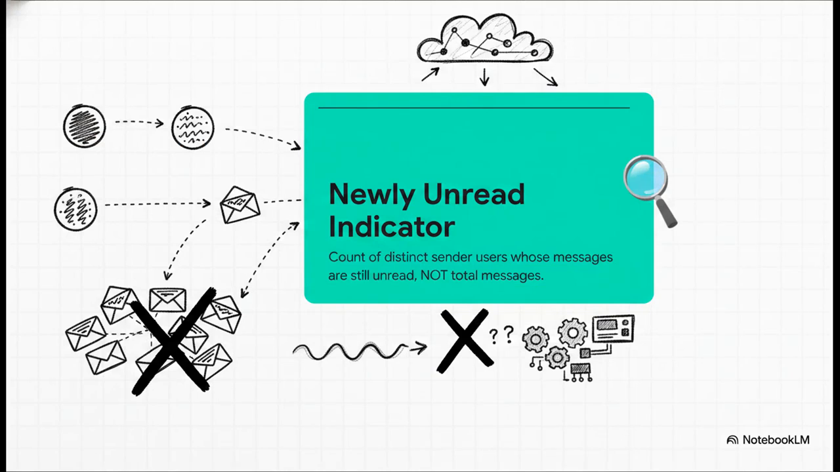That number is the newly unread indicator. It's telling you that 3 distinct people have recently messaged you, and you just haven't seen what they said yet. Now, this is a massive distinction. We are not counting total unread messages here. We're counting the unique senders. And in the world of distributed systems running at internet scale, counting unique things, yeah, that's a fundamentally different and much harder problem to solve.